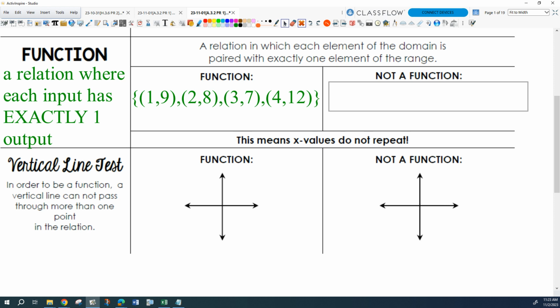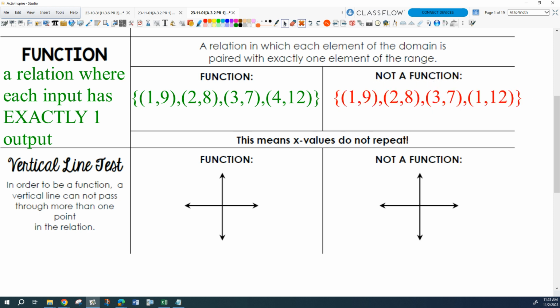This is not a function. Tell me why. Oh, 3 points. It's because there's more than one the same number. Okay. Yeah. What's the input that causes problems here? The 1. There you go. 1 is problematic because if I input a 1, I can get a 9 or a 12. So it fails that function test. Each input does not have only one output. Yes, sir. Is it a function if multiple inputs have the same output? Yes, and we'll see that in a little bit. Good question. Very good question.